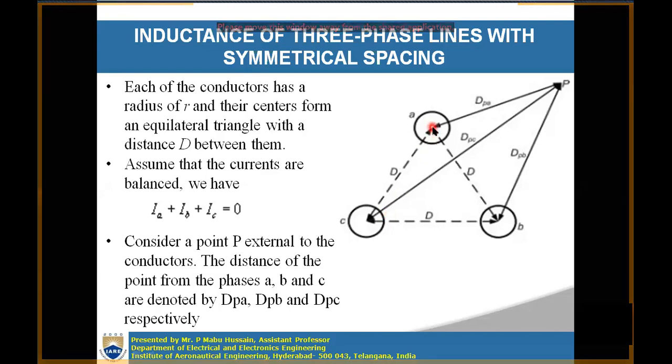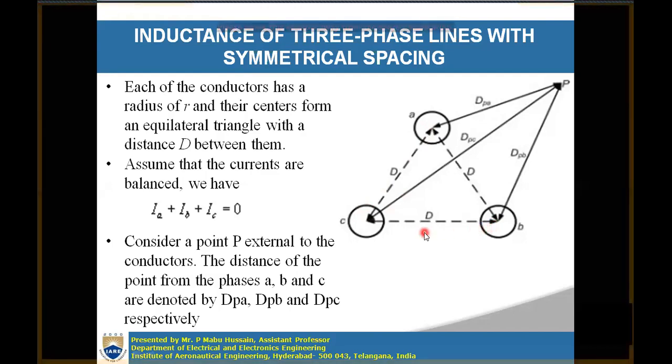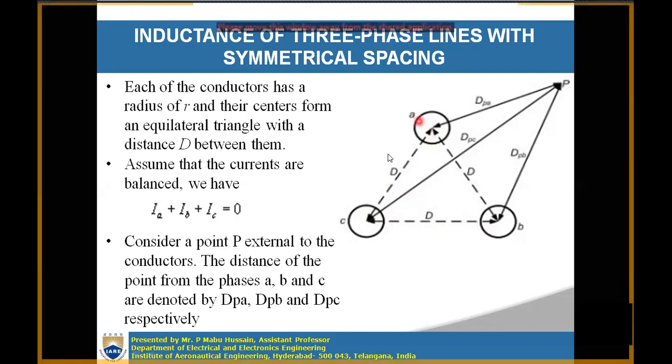Let us assume that conductors A, B, and C are carrying the currents IA, IB, IC, and these currents are balanced. When the currents are balanced, IA plus IB plus IC is equal to 0. Now, to determine the inductance, first we have to develop the expressions for flux linkages. To determine the flux linkages, you first consider an external point P.